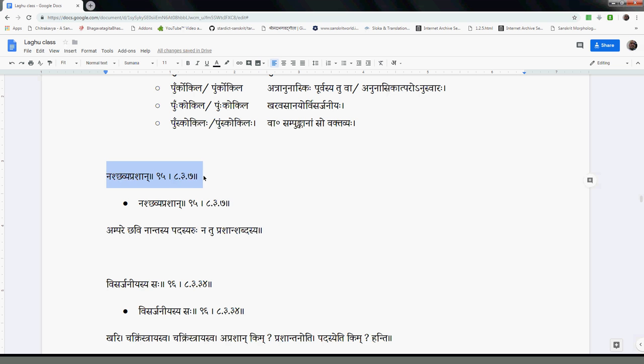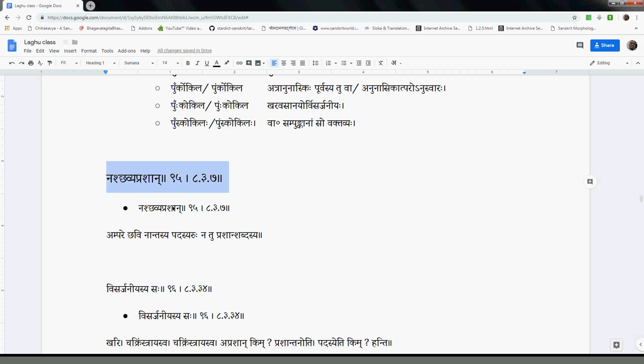So the next sutra says nashchavya prashan. Nashchavya prashan says what? Nah, nakarasya, meaning nakarantasya. Nah, chavi, aprashan: these are the three padas. Nah is shashti ekavachana. Chavi is saptami ekavachana. So nah, nakara is the sthani there, nakara as in the nakaranta padam. It will take this.